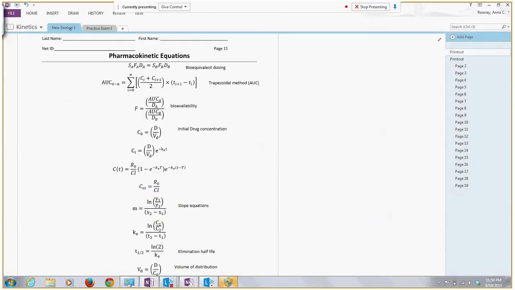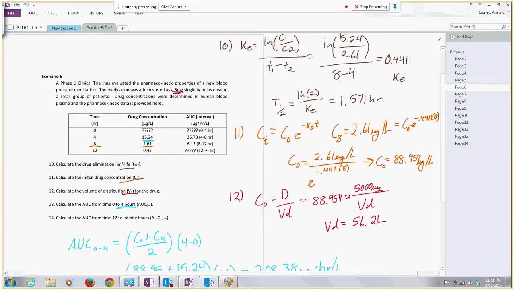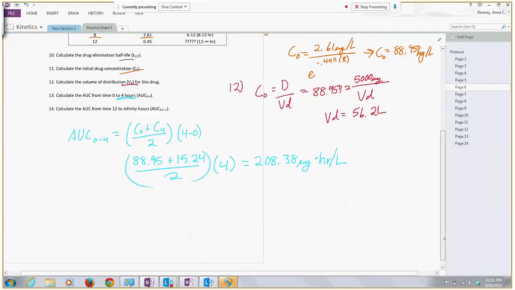Alright, and then I'm pulling that from, let me find the equation, just give me a second. Where is AUC? There it is. That's where I'm pulling it from. So I'm just using the trapezoidal method, and I believe the prof went over that in class, or recitation, which you guys all missed.